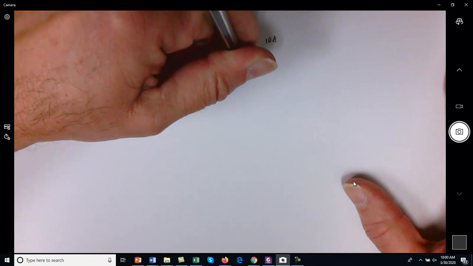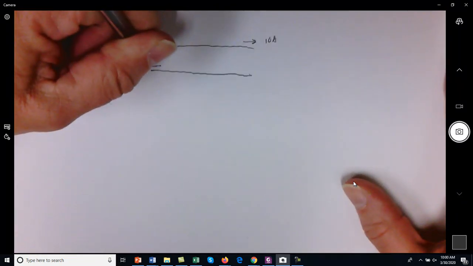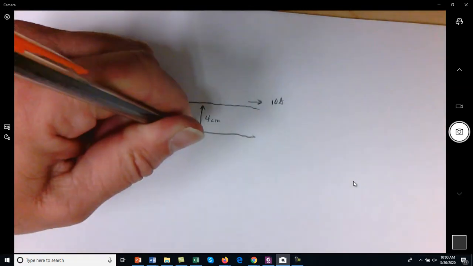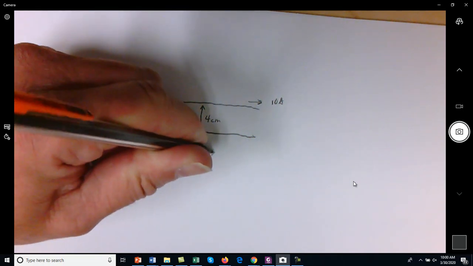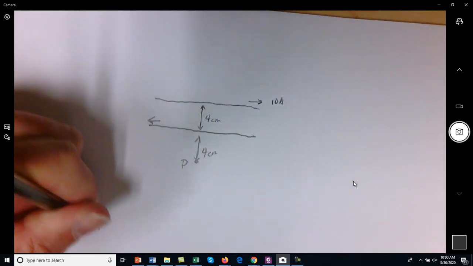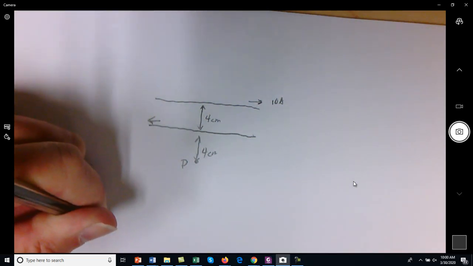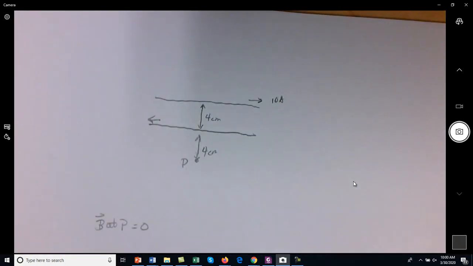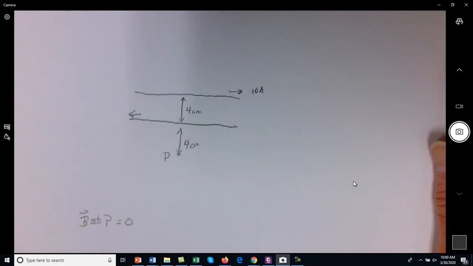Okay, so we have a wire. Our current is 10 amps. Another wire, and we've established that the current is going in the opposite direction just by inspection. We need to know what the current of that wire is. The dimension here is 4 centimeters, and the dimension here is 4 centimeters to point P. And the magnetic field at P equals 0, so the magnitude and direction of our magnetic field are equal to 0 at that point.